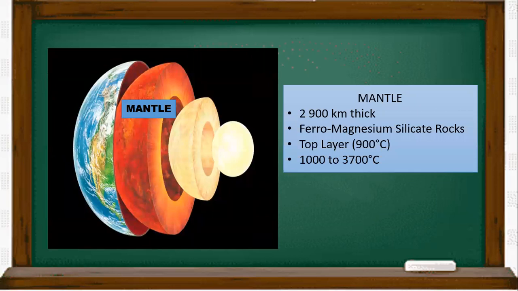Below the crust is a semi-solid, rocky, and very hot layer called the mantle. It is about 2,900 kilometers thick. It makes up 80% of the Earth and carries most of its mass. The mantle is composed of ferromagnesian silicate rocks. Its top layer has a temperature of about 900 degrees Celsius. As one goes deeper into the mantle, the temperature increases from 1,000 degrees Celsius to 3,700 degrees Celsius.